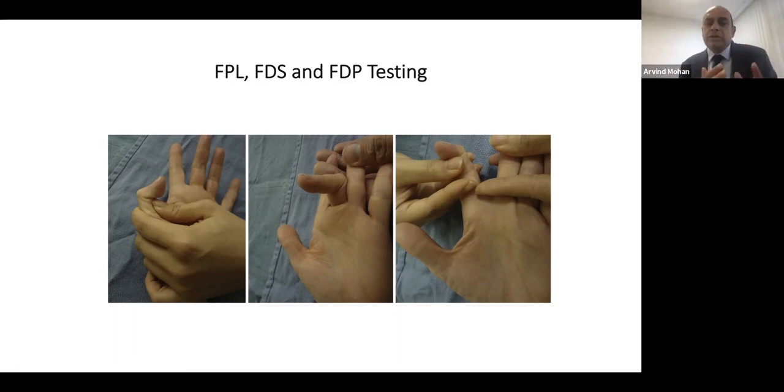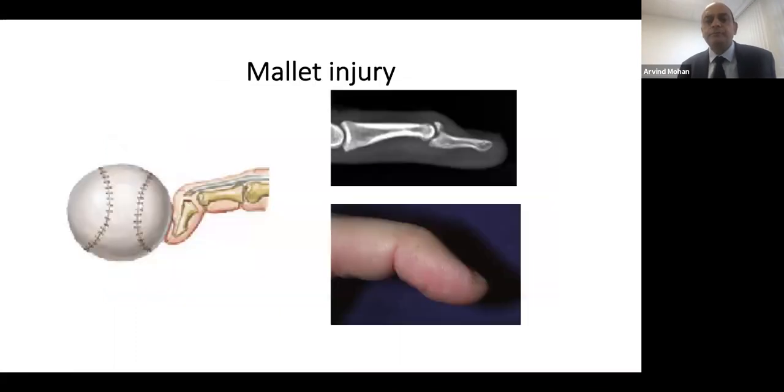So by doing this, you can isolate the individual flexor tendons and check for the functioning of the tendons, so that you can pick up any flexor tendon injury. Mallet injury, as I mentioned before, can be either soft tissue or bony.